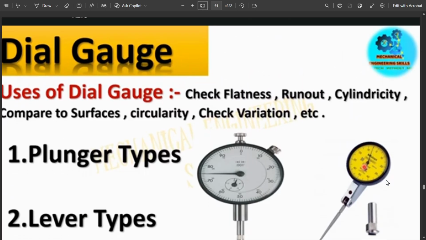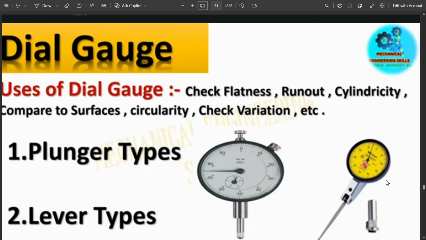And another very important gauge is the dial gauge. What is a dial gauge? The main purpose of the dial gauge is to check flatness, runout, cylindricity, compare surfaces, check circularity, check variation, etc. Two types of dial gauges are commonly used: the first is the plunger type, and the second is the lever type.